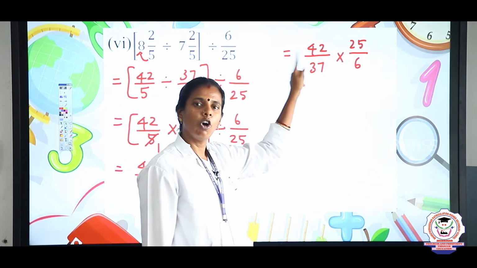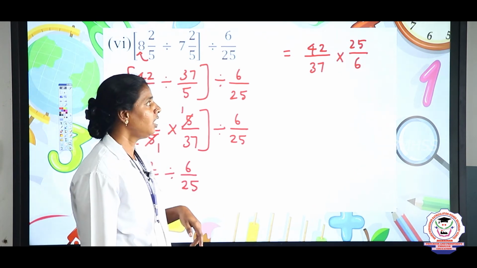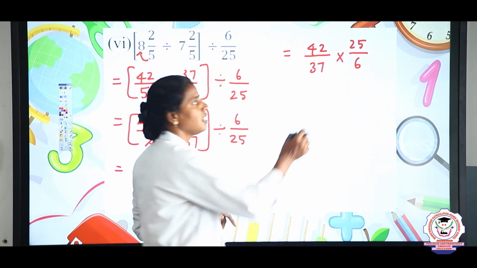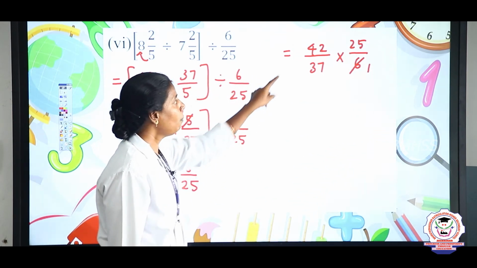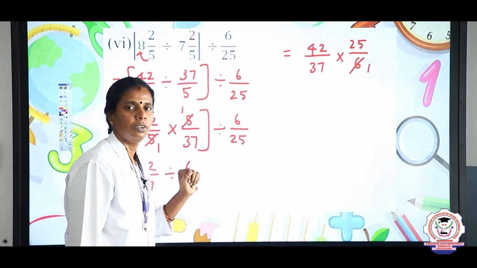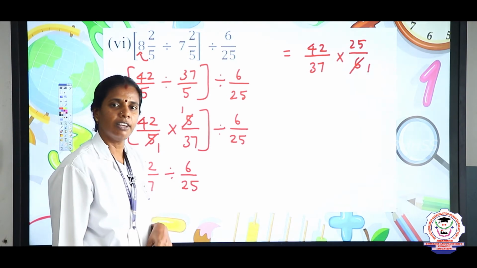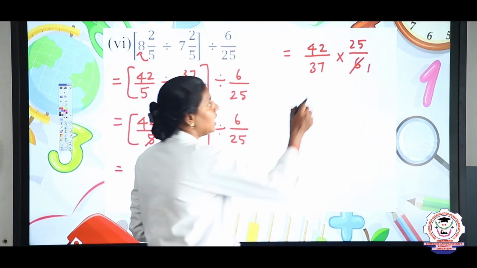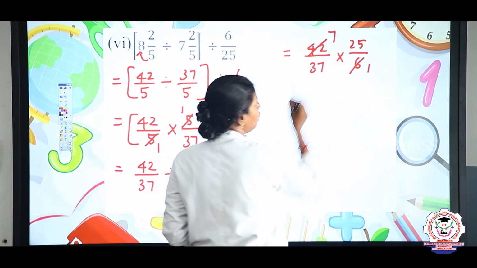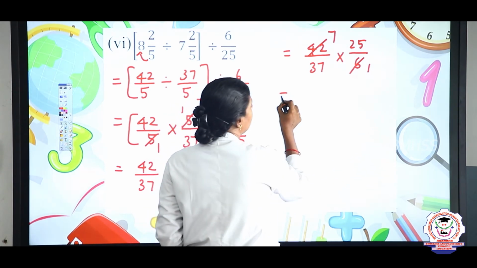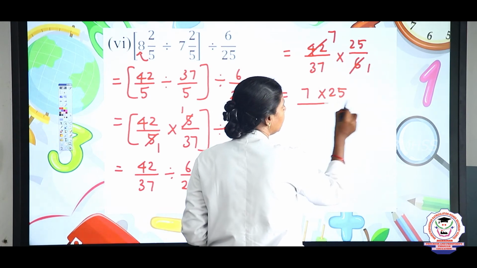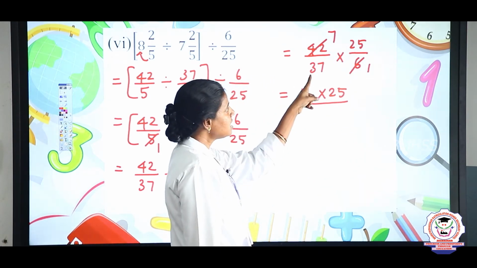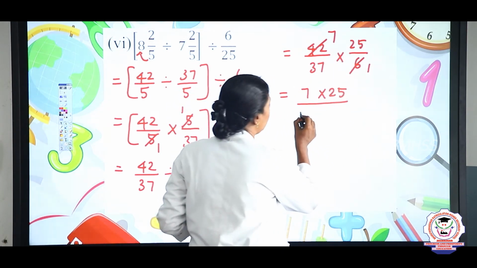42 and 6 have a common factor in the 6 table, right? How many 6 are there in 6? 6 ones are 6. And how many 6 are there in 42? In the 6 table, how many times can you get 42? 6 sevens are 42, right? Now the remaining is 7 into 25 in the numerator, and the denominator is 37 into 1.